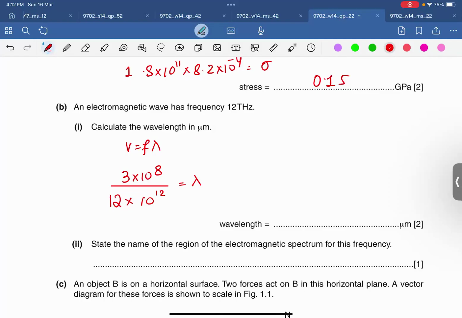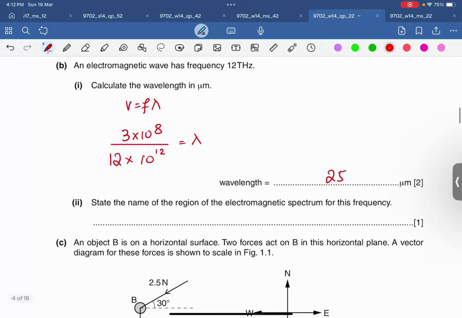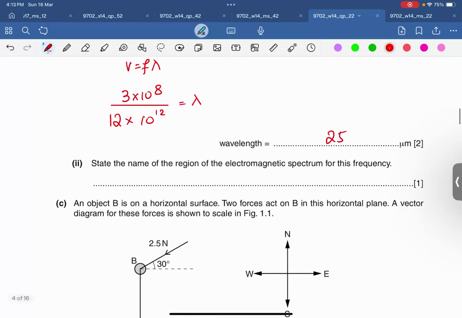I'm getting 25 micrometer. We want exponent negative 6. Okay. So that's 25. Is that clear, guys? Yes, you have to be quick.